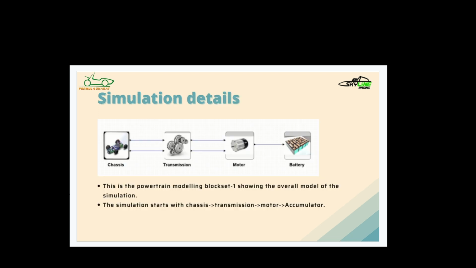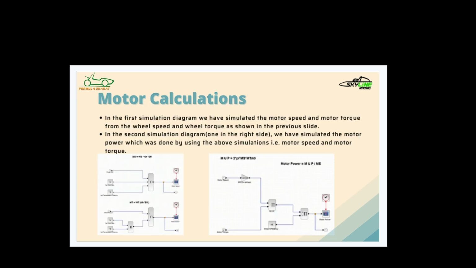Moving on, the simulation details. All right, let's start with the chassis. The transmission, all that part is located in the rear end of the vehicle. The motor is attached with the transmission and it is being supplied with the battery, the accumulator pack. So these are the various motor calculations. As we can see, we have given a diagram. We have simulated these in Scilab to calculate the motor speed and motor torque.